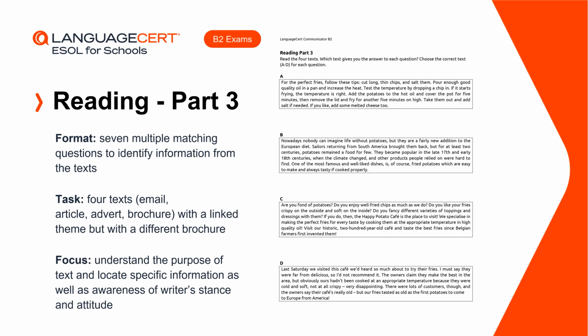Part 3 asks test takers to answer 7 multiple matching questions to identify information from the texts provided. There will be 4 texts, such as an email, an advert, a brochure, etc., with a linked theme, but with a different purpose. Here, what is assessed is their ability to understand the purpose of text, locate specific information, and also awareness of the writer's stance and attitude.